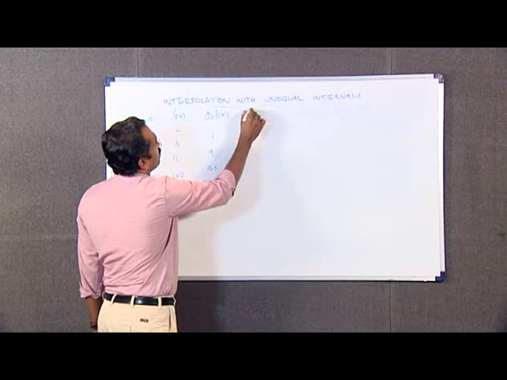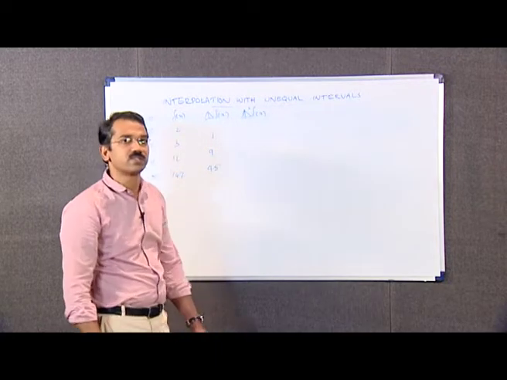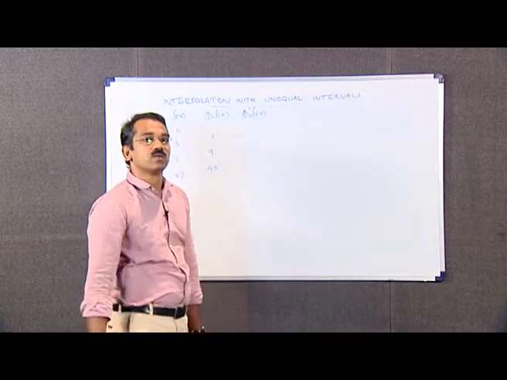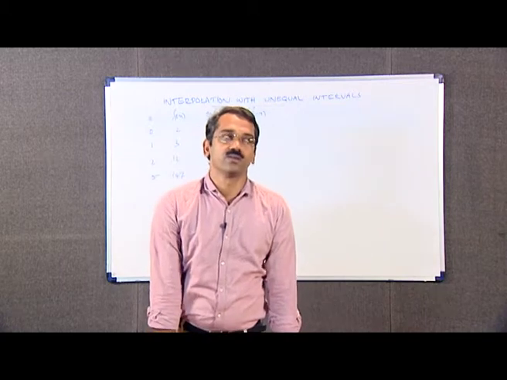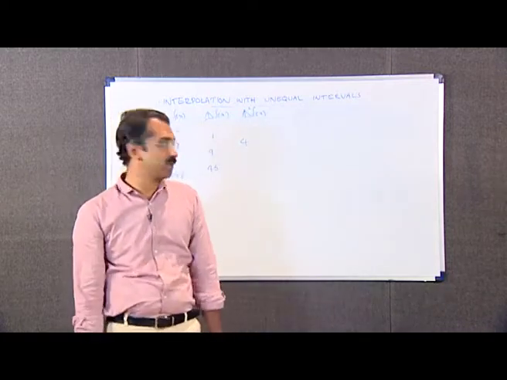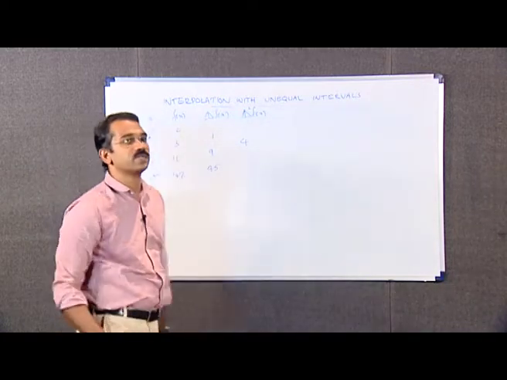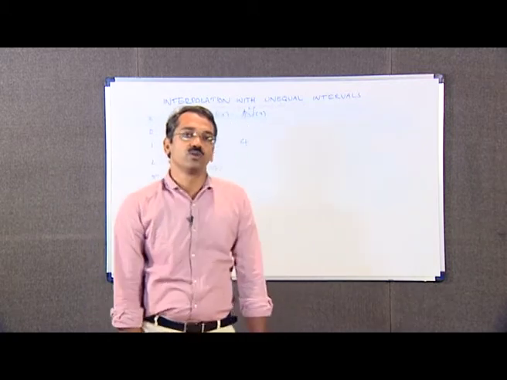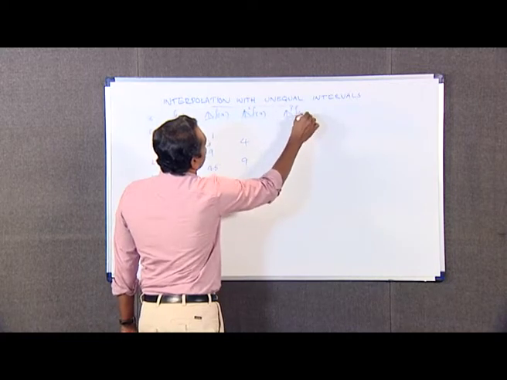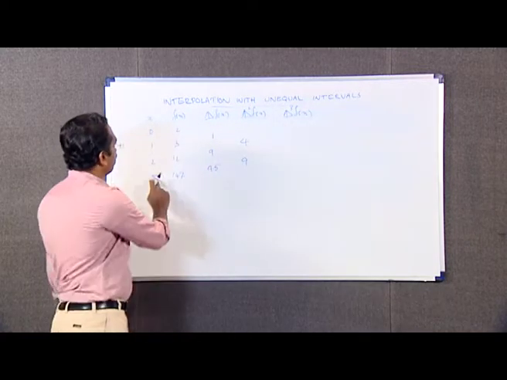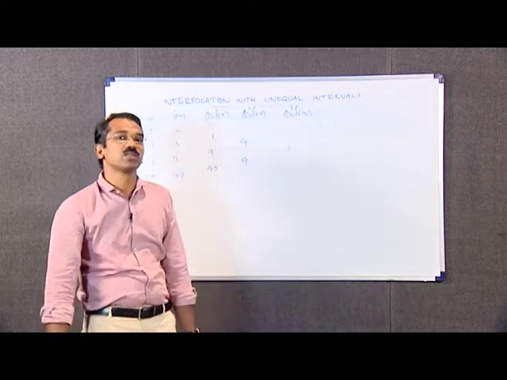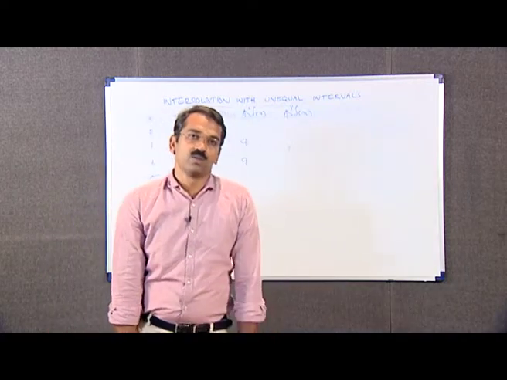The second divided differences are 9 minus 1 divided by 2 minus 0, that is 8 by 2 is equal to 4. 45 minus 9 divided by here 5 minus 0, that is equal to 9. And the third order differences are 9 minus 4 divided by 5 minus 0, that is 9 minus 4 is 5, 5 divided by 5 is 1. This is the corresponding divided difference table.